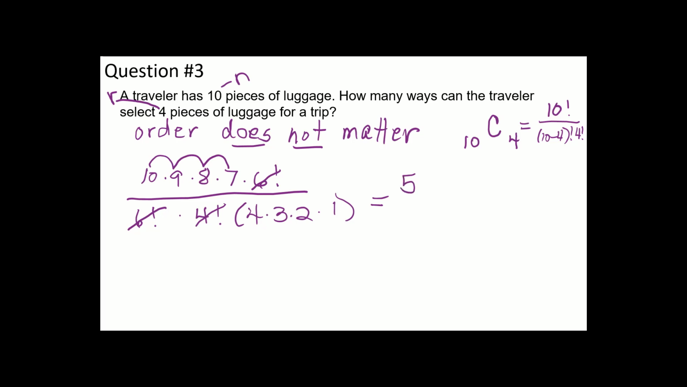Multiply 10 times 9 times 8 times 7, and we get 5,040, divided by 4 times 3 is 12, times 2 is 24, times 1 is 24. And then finally, 5,040 divided by 24 is 210. So 210 is our answer.